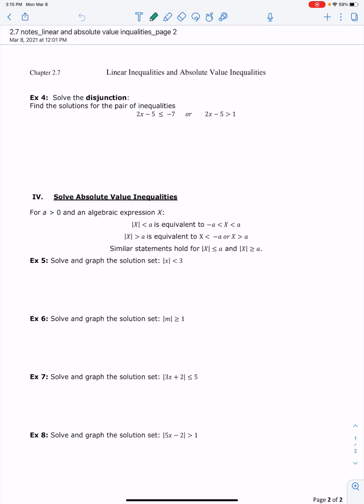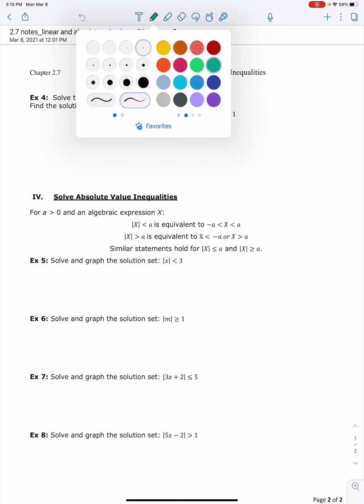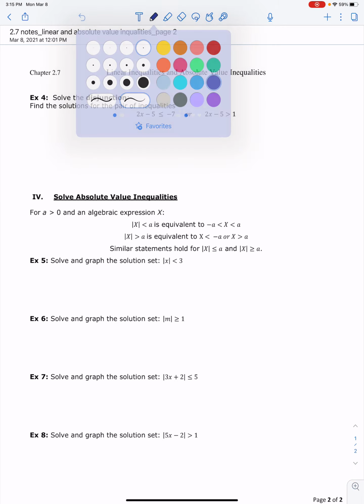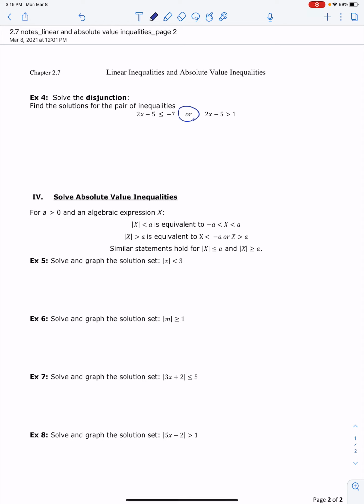This is chapter 2.7 notes, linear and absolute value inequalities, page 2. So in example 3 on page 1, we solved the conjunction, which meant both of those inequalities had to hold true. Now we want a disjunction. And again, key word here is this or. So we are just looking for solutions to one or the other.